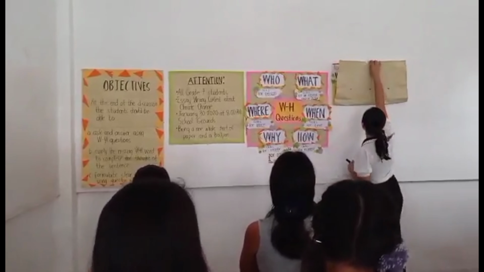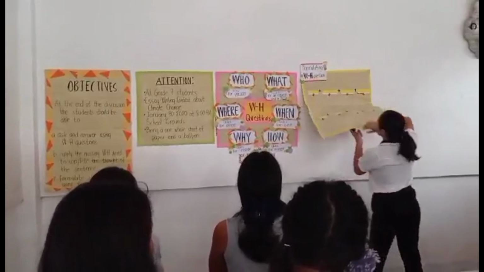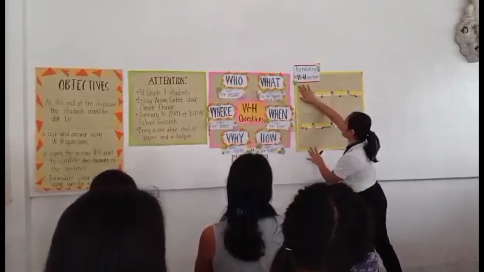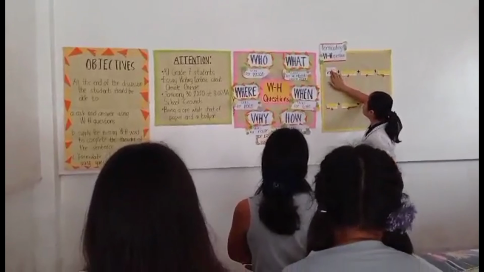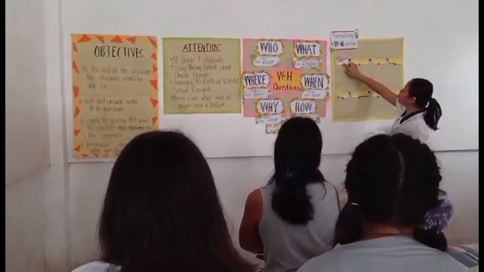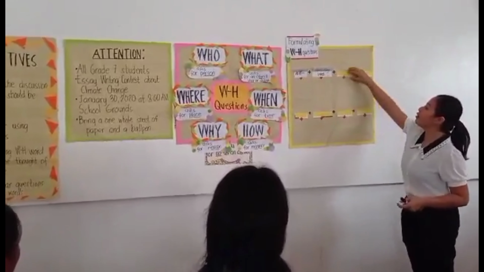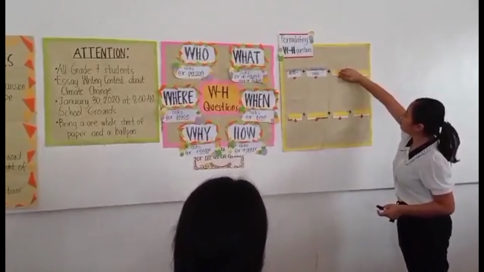Okay, now we will explore how to formulate WH questions. So we have here formulas on how to formulate WH questions. First we have WH plus auxiliary verb, subject, and the main verb. So these are the WH questions.